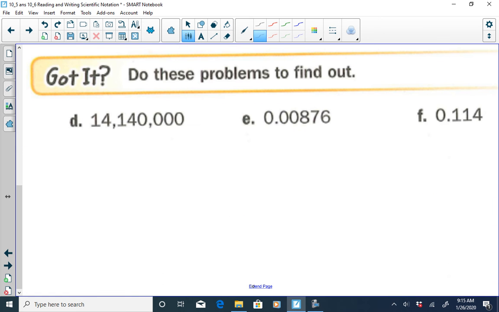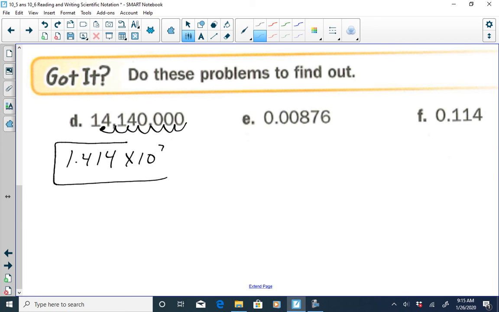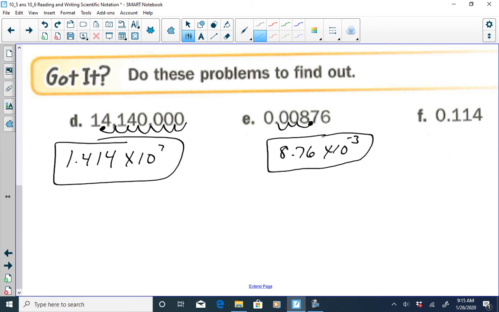Last couple of problems here. It's a big number, 14,140,000. We'd have to put the decimal point here. 1, 2, 3, 4, 5, 6, 7 places. 1.414 times 10 to the 7th power. Here, the decimal point would have to go here. So that's 1, 2, 3. So that's 8.76 times 10 to the negative 3rd power. And then finally, we only have to move it 1 place, so that's 1.14 times 10 to the negative 1 power.